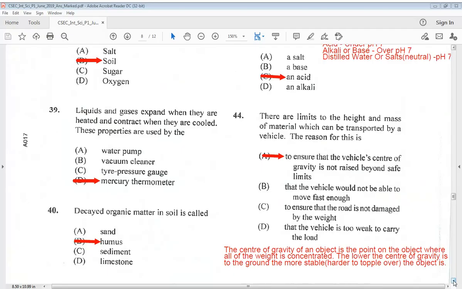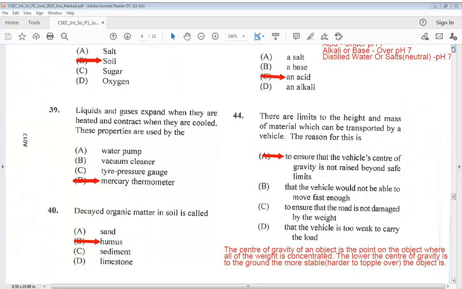39. Liquids and gases expand when they are heated and contract when they are cooled. These properties are used by the D, mercury thermometer. 40 says, decayed organic matter in soil is called, we know the answer is B, humus.